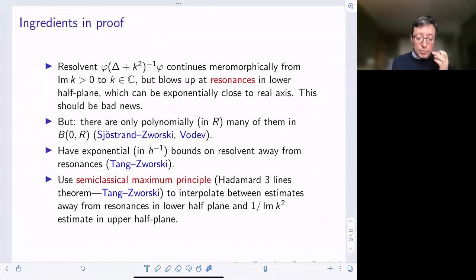So what are the ingredients in the proof of this theorem? And this is essentially what Plowman used too, I think. So the resolvent, let me give you a quick resume of the story of resonances.